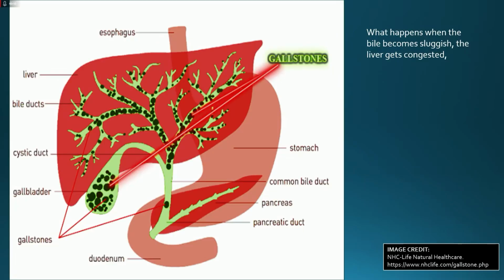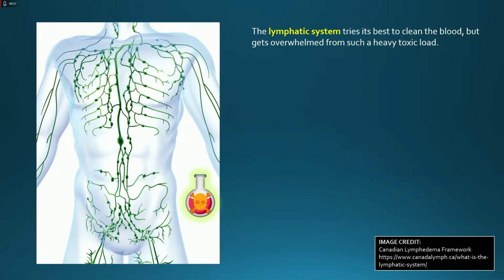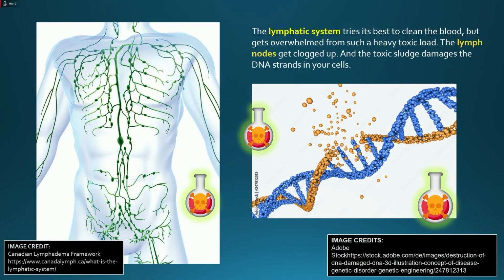What happens when the bile becomes sluggish, the liver gets congested, and the toxins get backed up into the bloodstream? The lymphatic system tries its best to clean the blood, but gets overwhelmed from such a heavy toxic load. The lymph nodes get clogged up, and the toxic sludge damages the DNA strands in your cells. This leads to lymphoma.